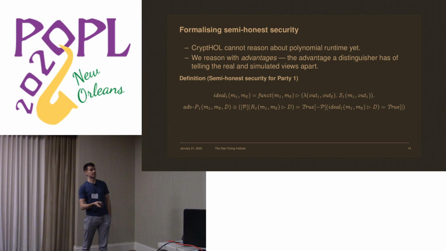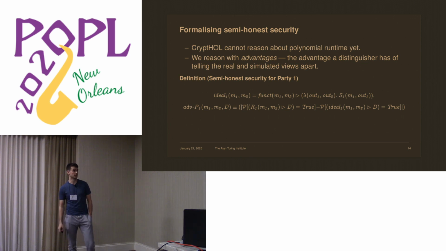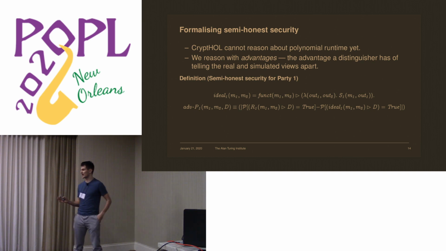And this is sort of actually how we do it. So I mentioned earlier that we can't reason about polynomial time yet, but hopefully when it's built in, we will be able to. And we reason with advantages. So the advantage that a distinguisher has of telling this real world and this ideal world apart.